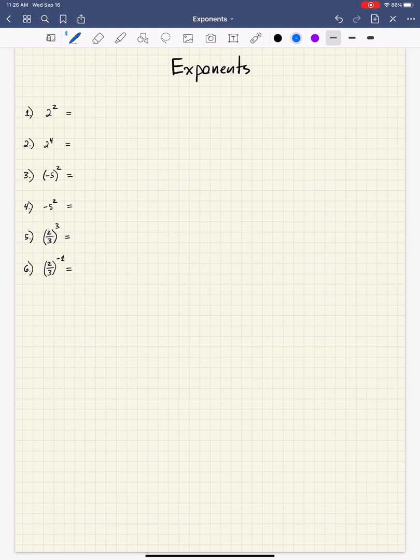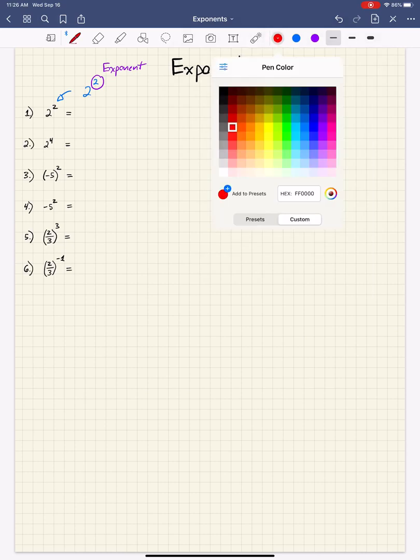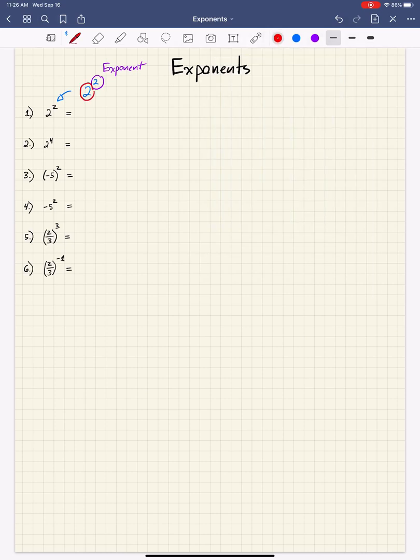Okay, so I want to take just a minute to look at a few different examples of raising numbers to some exponent. When you see an exponent like this, that 2 to the 2, this 2 right here is an exponent. Now, when you raise a number to an exponent, you multiply the base, which right here, 2 is the base.